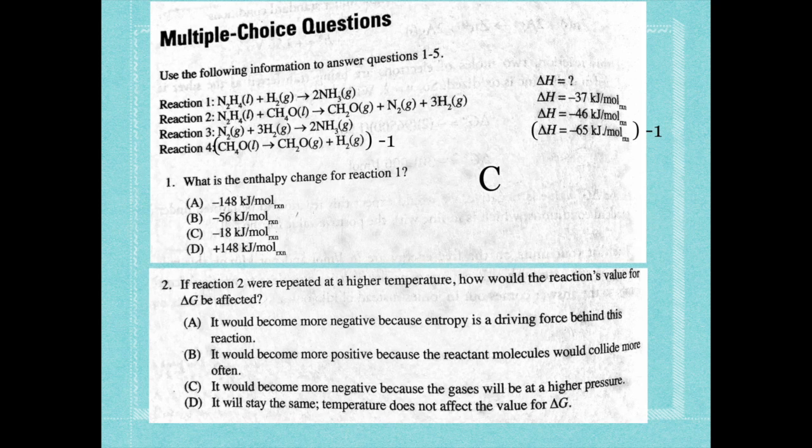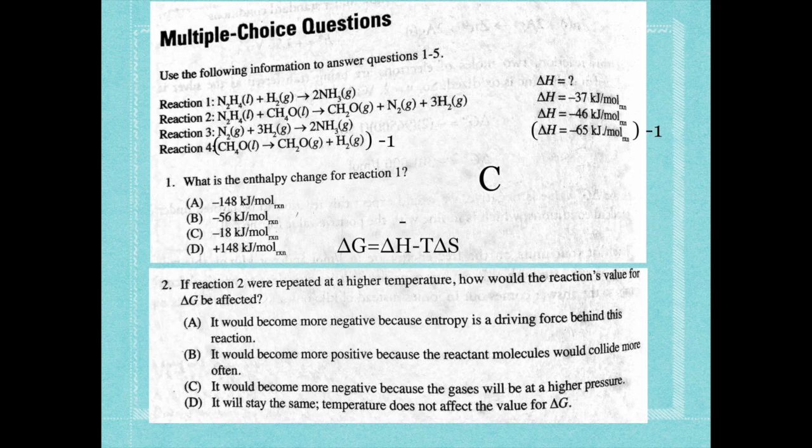In number 2, it says if reaction 2 were repeated at high temperature, what would the reaction's value for delta G be, or how would it be affected? So I need to use my Gibbs free energy expression. If you look at reaction 2, your delta H is negative.